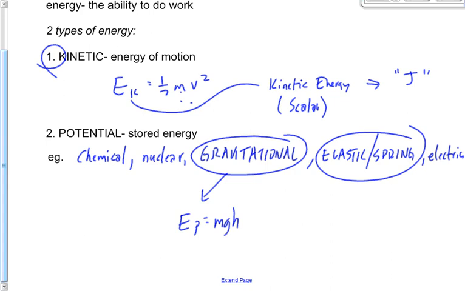Okay, so potential energy is a relative thing. It's measured relative to whatever you want, the floor or the desk, whatever you want, as long as you specify. We'll talk more about that as we do calculations with it.